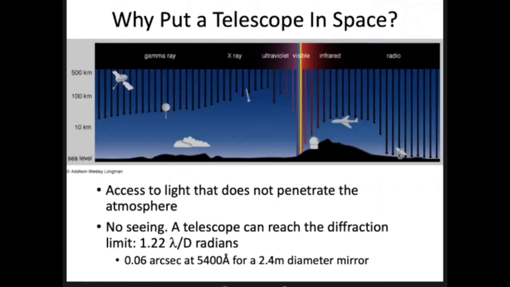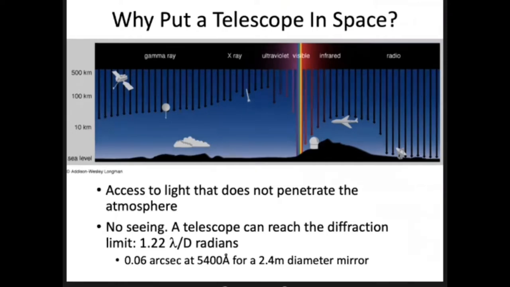We have big telescopes on the ground. The biggest telescope on the ground has an aperture of 10.4 meters. The Hubble Space Telescope is 2.4. That factor of 4 is a factor of 16 in light collecting capacity. Why go above the atmosphere?